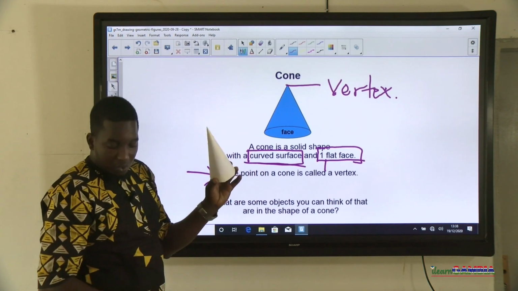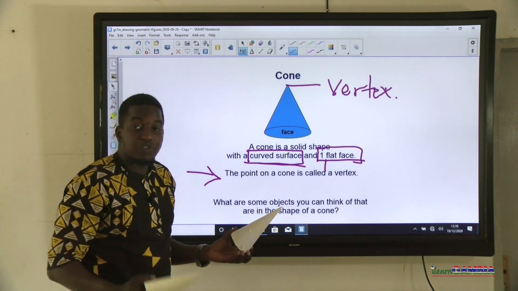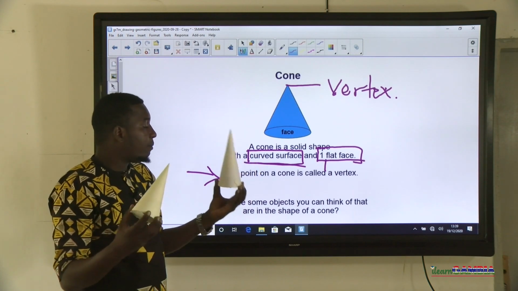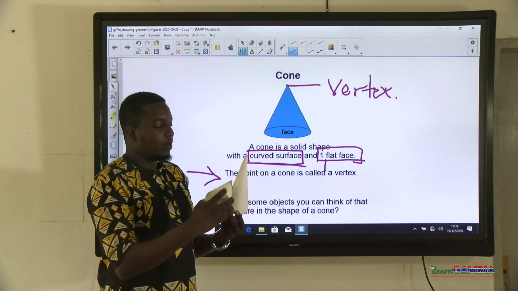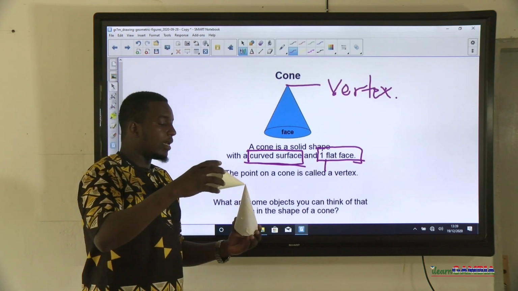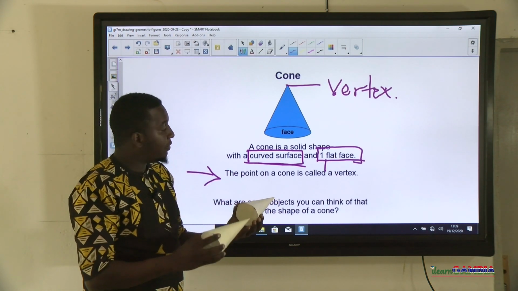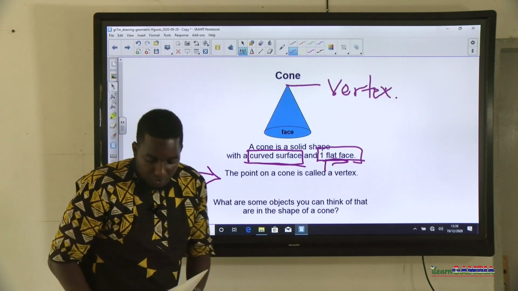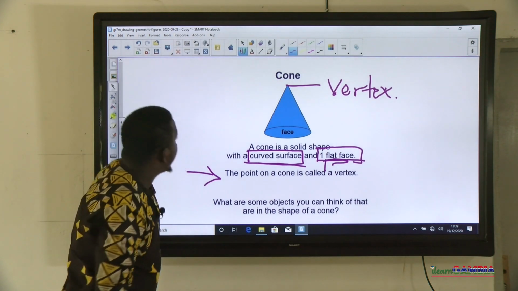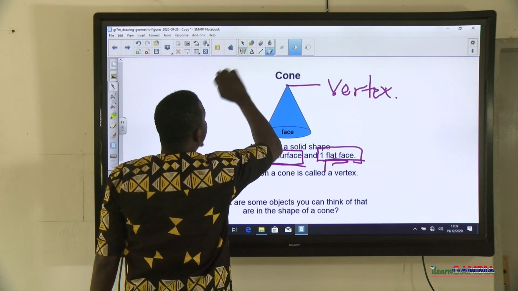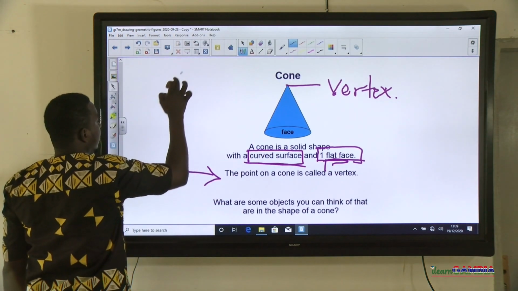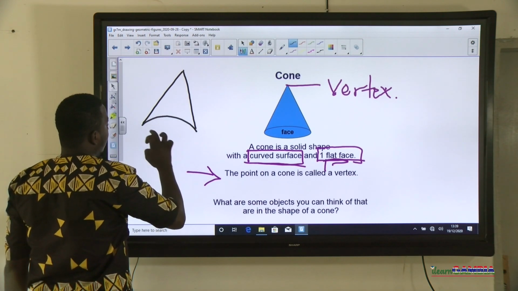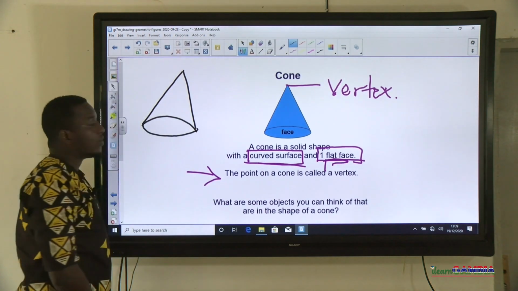So whenever we see cones in our environment, we should be able to tell if those objects are cones. Remember, we said it has one curved surface and a vertex that is on top, and also the base is a flat surface. So you can volunteer to draw a cone here. It has to look like that. This is how it will look.